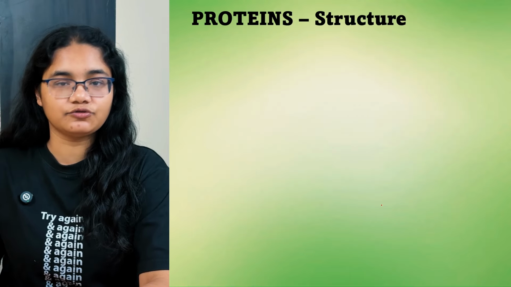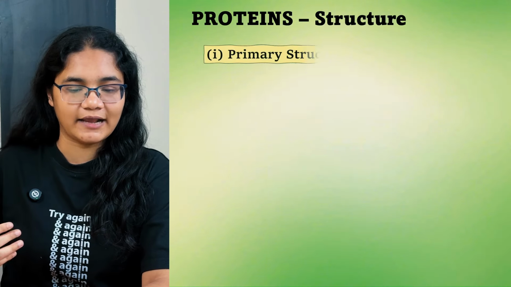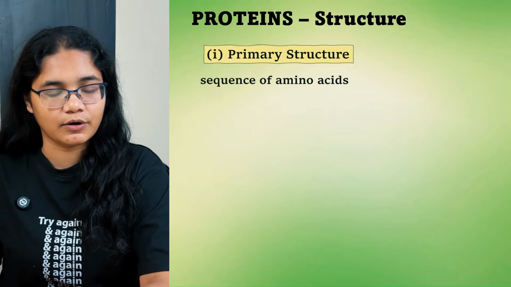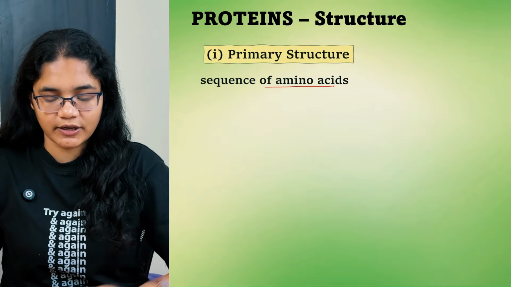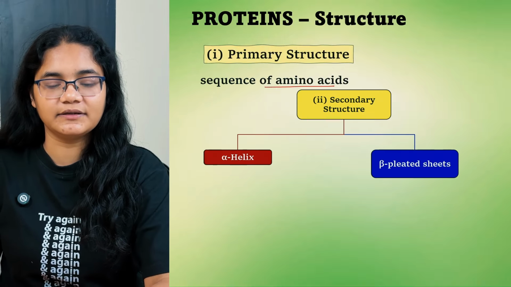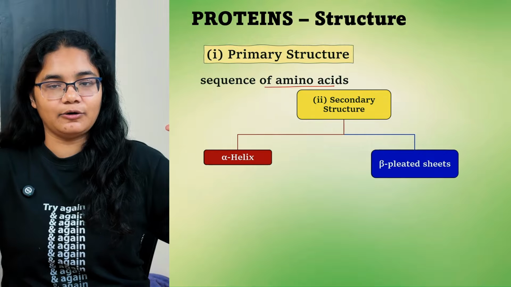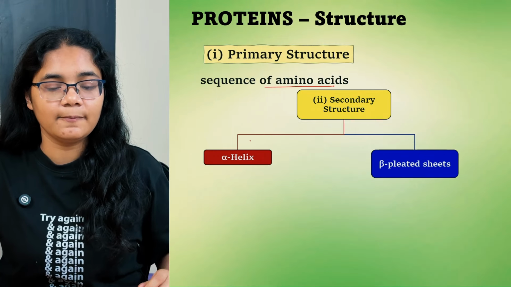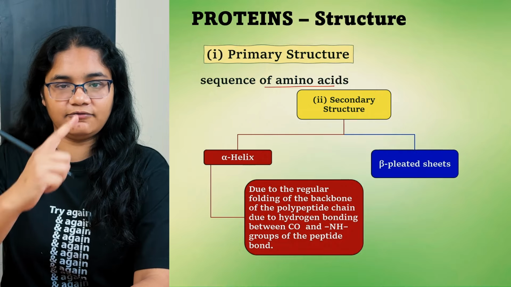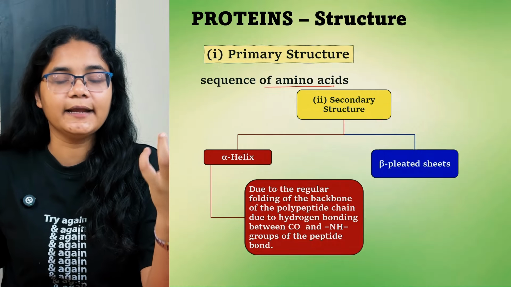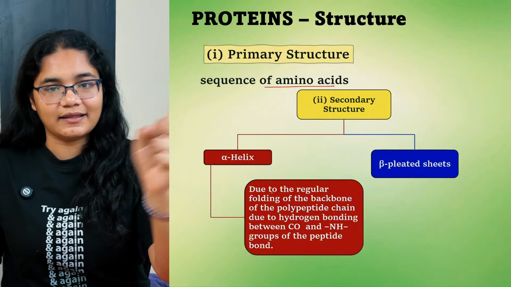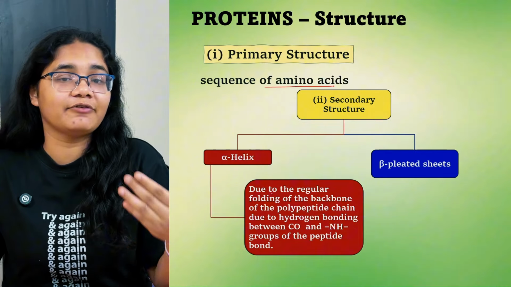Now the structure of protein is classified into four types: primary, secondary, tertiary and quaternary. In primary structure, it is just the sequence of amino acids. Now in secondary structure, what happens? This sequence of amino acids undergoes further folding. Okay, so they undergo coiling, and then they are held together by hydrogen bonding. They are stabilized by hydrogen bonding and coiled around. This is called the alpha helix structure.